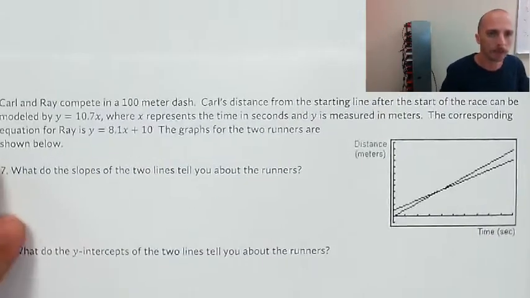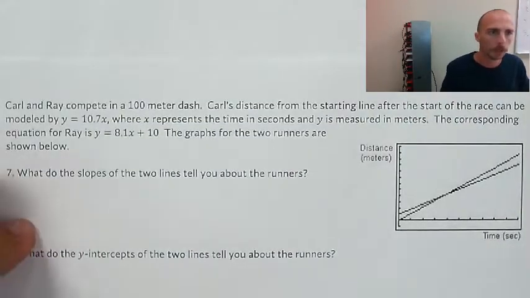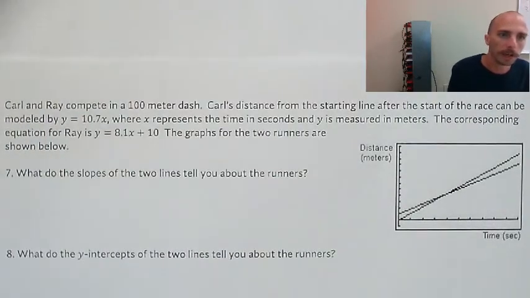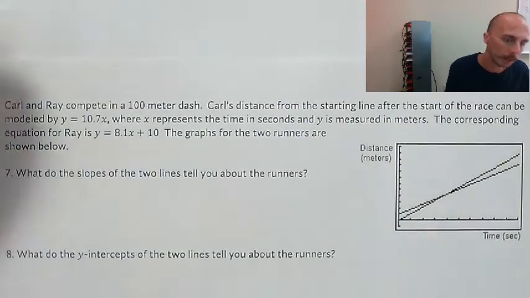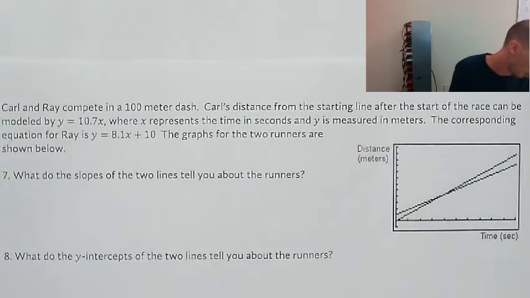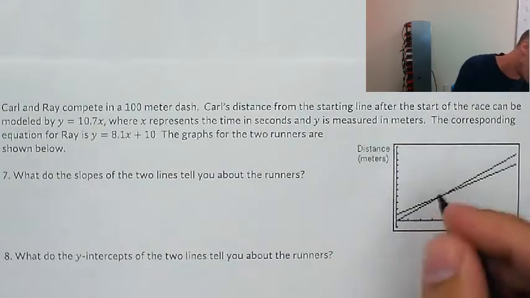Oh, yeah, I like this problem. I found this one somewhere on the internet. So Carl and Ray compete in a 100-meter dash. Carl's distance from the starting line after the start of the race can be modeled by y = 10.7x. Ray's equation is y = 8.1x + 10. And we've got both of these equations graphed in the window over here.